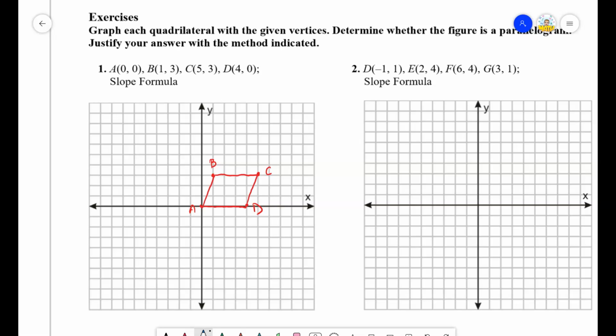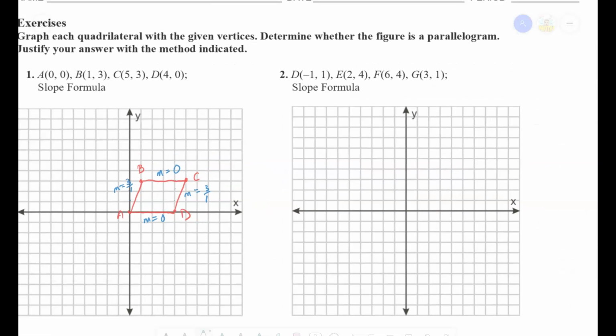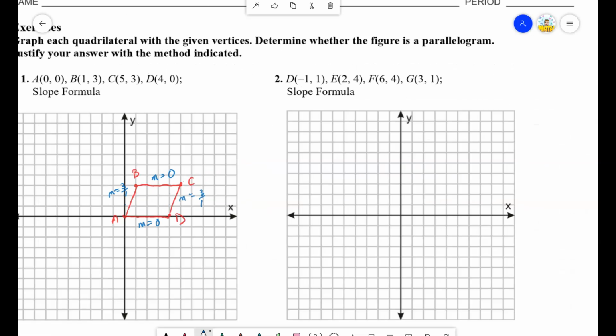So if I wanted to use the slope formula to verify the parallelogram, I'm going to look at this side BC. The slope of that is 0. It's a horizontal line. The slope of AD is also 0. So here I have one pair of opposite sides that are parallel because they have the same slope. Now I go and look at the other two sides. This line from A to B goes up 1, 2, 3, and over 1. So that is a slope of 3 over 1, and this one goes up 1, 2, 3, and over 1 as well. So here we can verify that we have a parallelogram because both pairs of opposite sides are parallel. I'm using the slope formula for that.